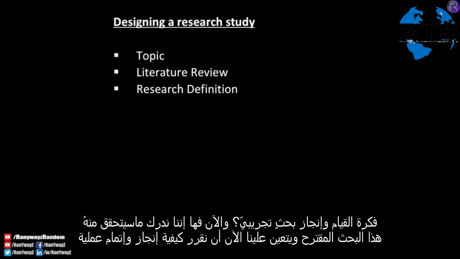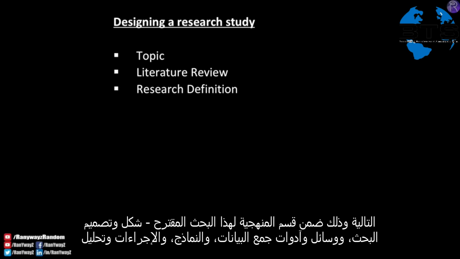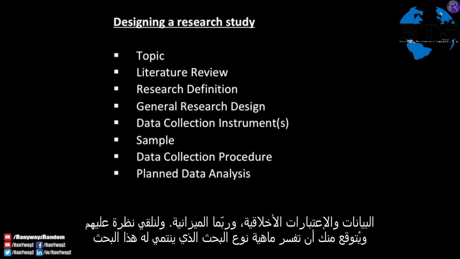Okay, now that we know what our proposed study is going to investigate, next we need to decide on how this investigation can be carried out. In other words, we need to make some methodological decisions for this proposed study. In this method or methodology section of the research proposal, most universities and colleges would probably ask for the following aspects to be clarified: research design, data collection instrument, sample, procedure, planned data analysis, ethical considerations, and maybe budget. So let's take a look at them all.